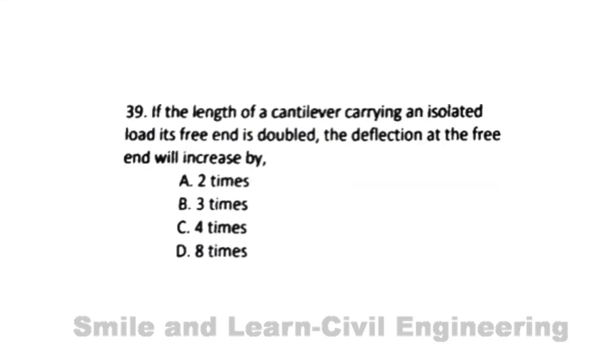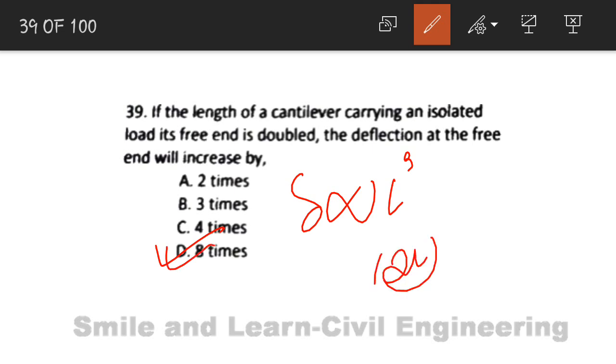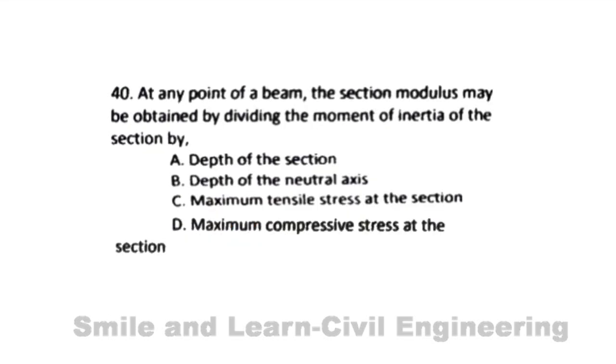Okay. Question number 39. If the length of a cantilever carrying an isolated load at its free end is doubled, deflection at free end. We all know deflection is proportional to length cube. So the correct answer will be option D, because it will be 2L cubed, that is equal to 8L cubed. So 8 times the deflection. Option D will be the correct answer.